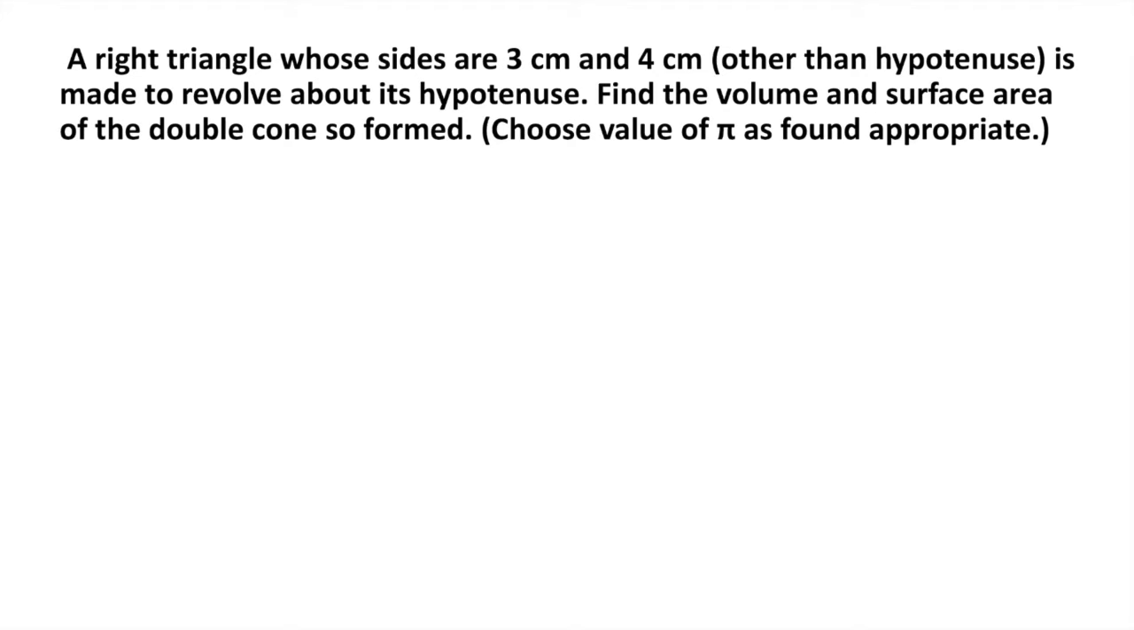This is the question. When a right triangle revolves about its hypotenuse, it will become a double cone. So we have to find the surface area and volume of this double cone. Let us see how we will solve this problem.